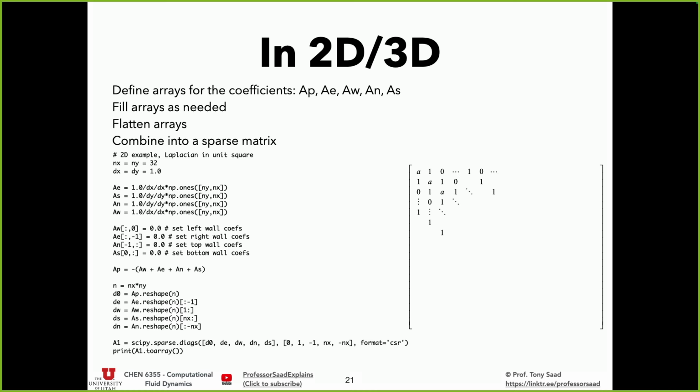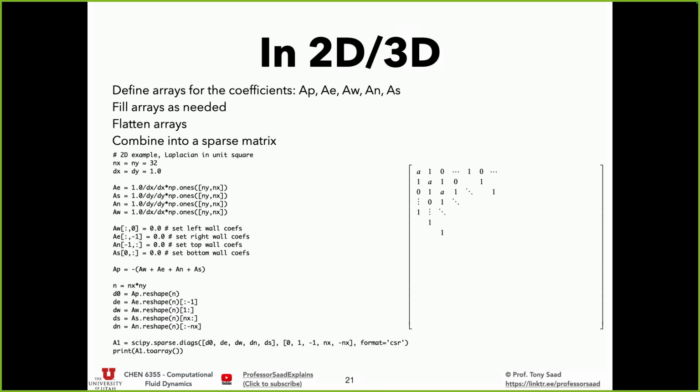It's a trick. The other option would be to loop over every grid point and figure out where you are in the coefficient matrix and how to set the value. But then you'll get into trouble in creating a sparse matrix. This works for 3D as well, so you can extend this to 3D.